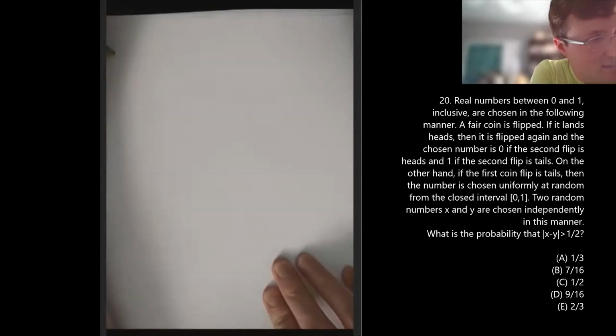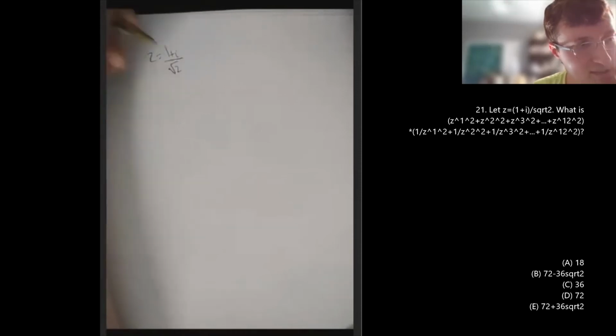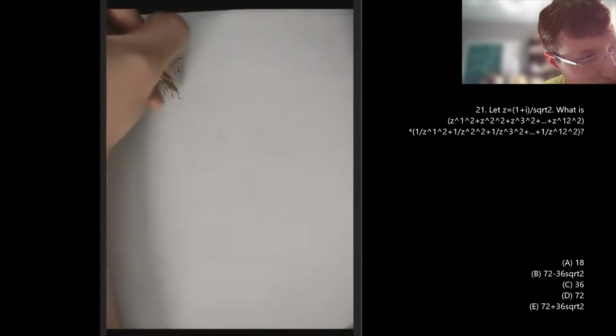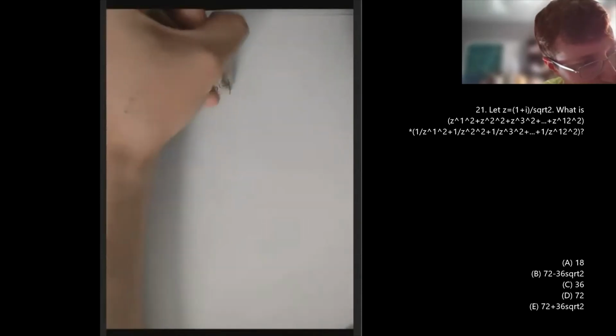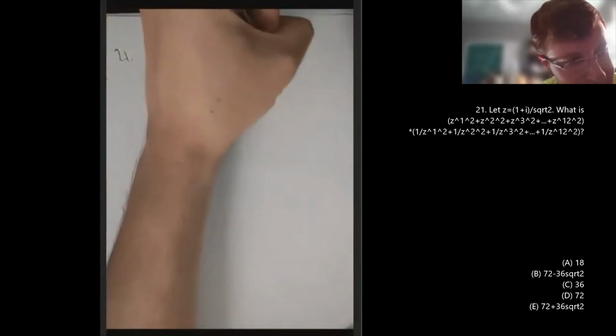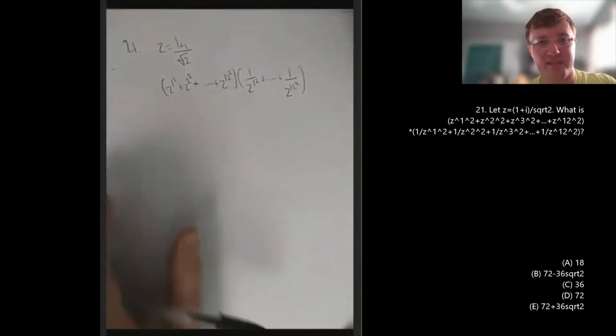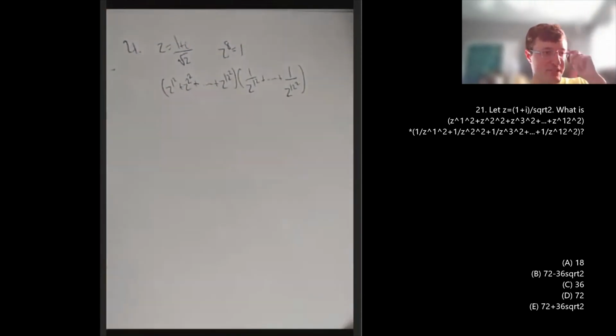Okay, so 21, it says that z is (1 plus i) over root 2. And I want to know this giant mess here, z to the 1 squared plus z to the 2 squared, all the way up to z to the 12 squared, times 1 over z to the 1 squared, all the way up to 1 over z to the 12 squared. Okay, so z is an 8th root of unity. So z to the 8th is 1, because it makes a 45-degree angle with the positive x-axis, and it's on the unit circle.